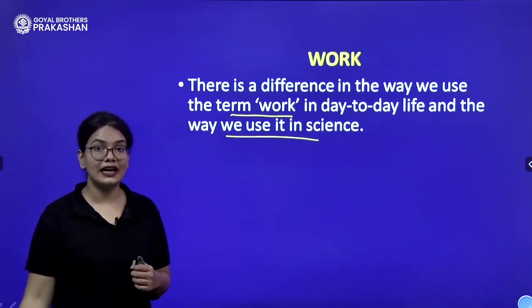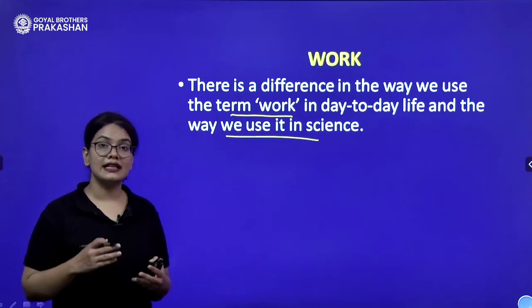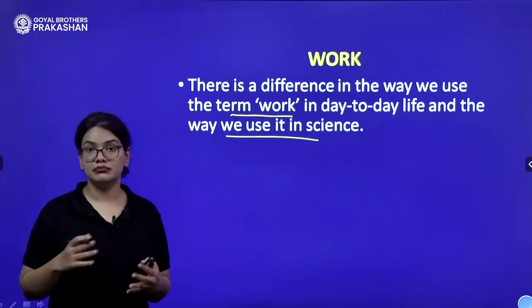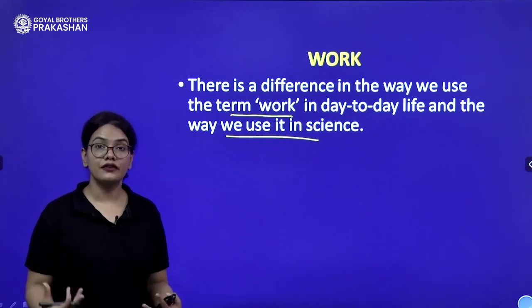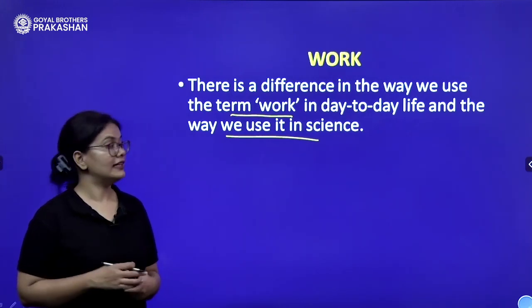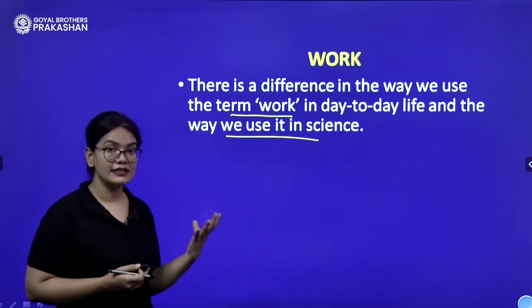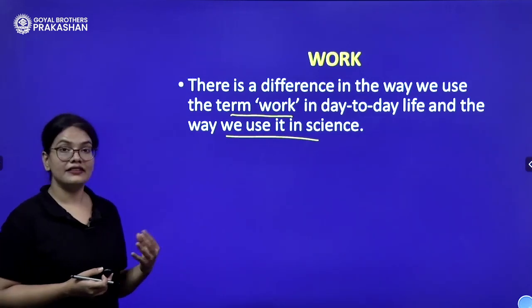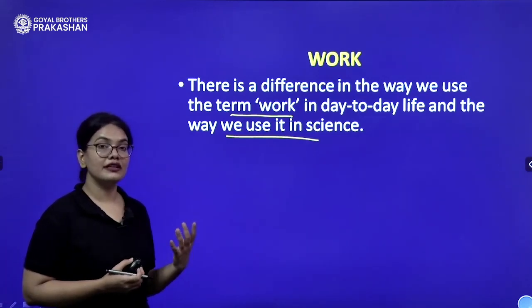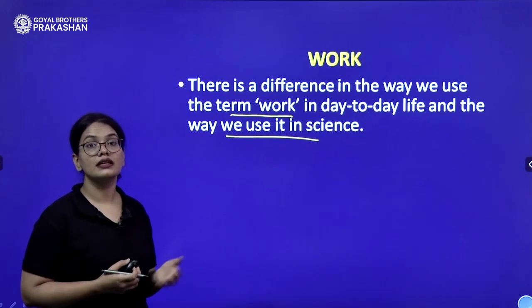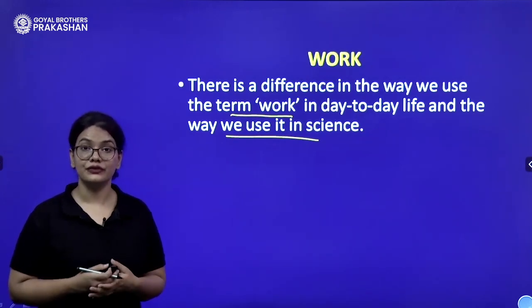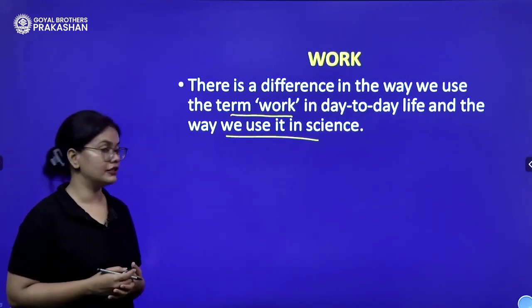And why do we generally have definitions? So that there is less misunderstanding or less confusion about things. That is why we have a proper definition, and some of the activities that we perform are not considered work according to the scientific definition.